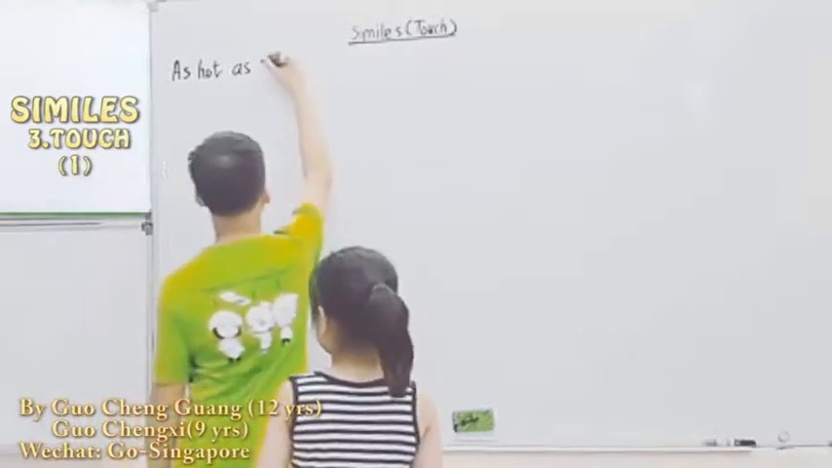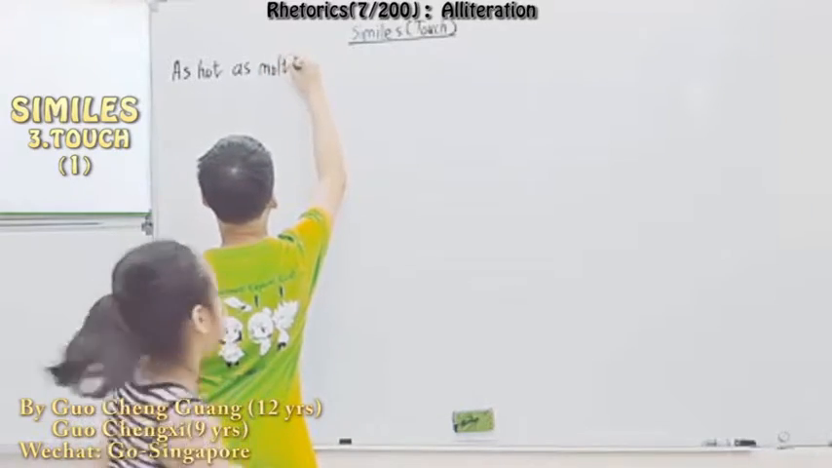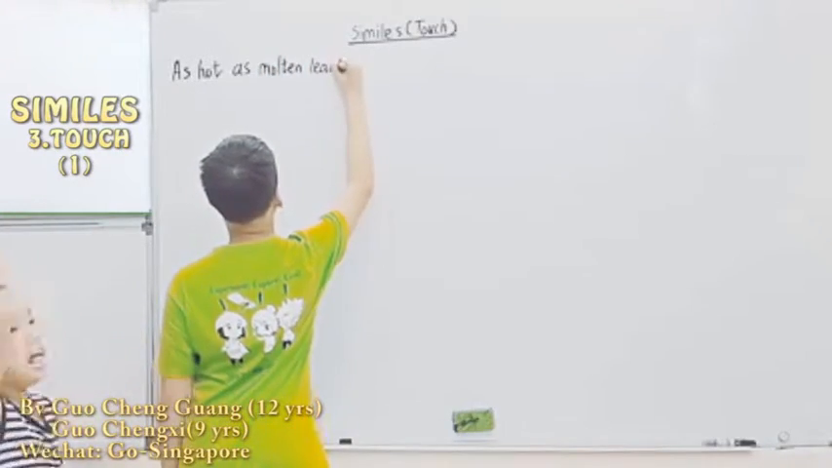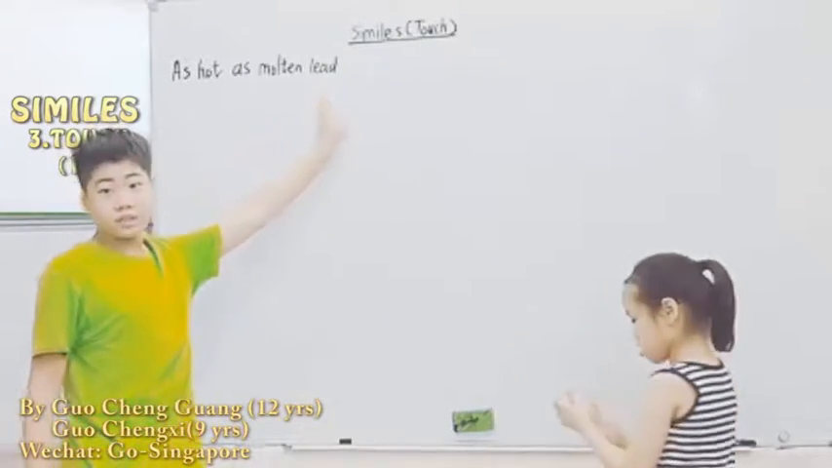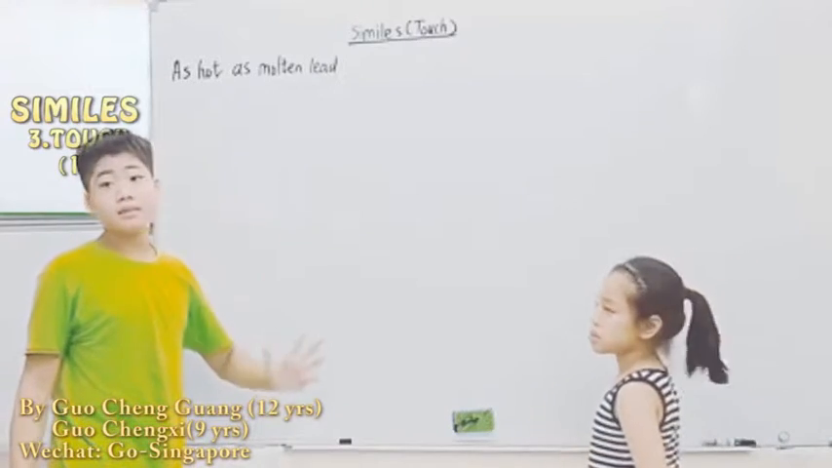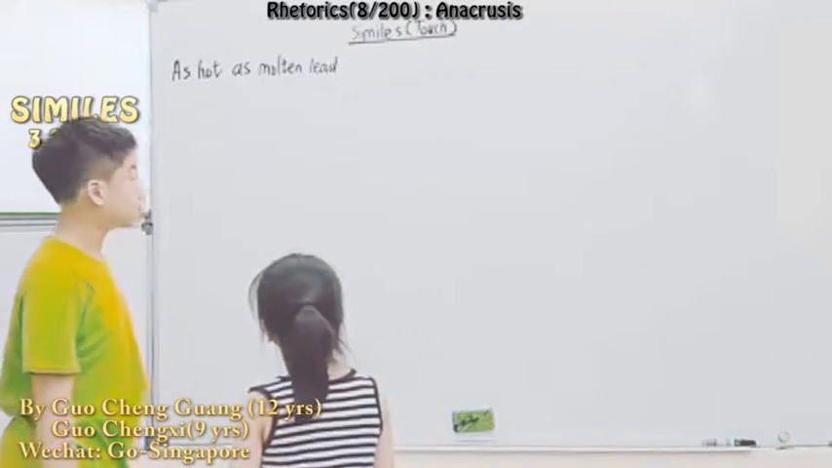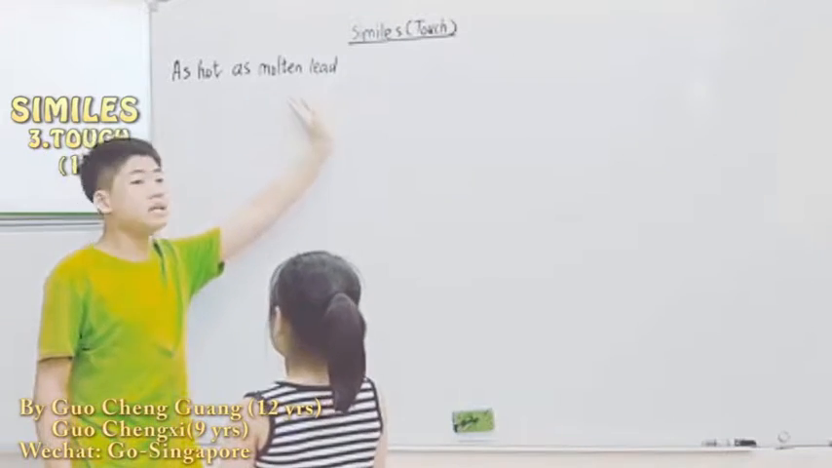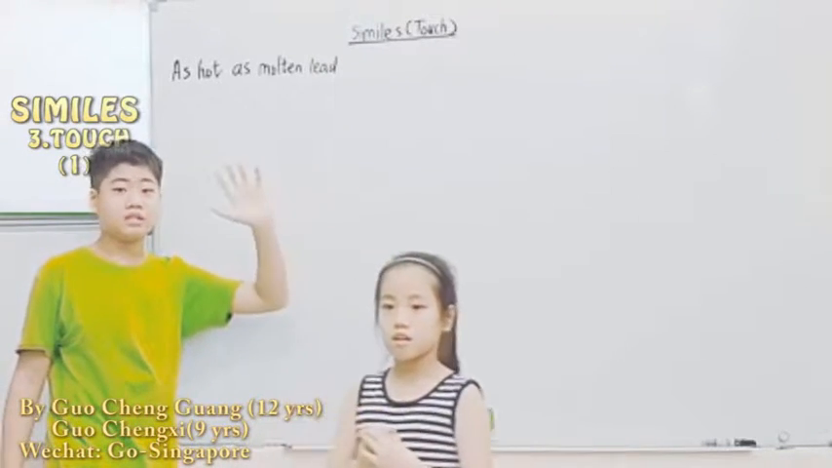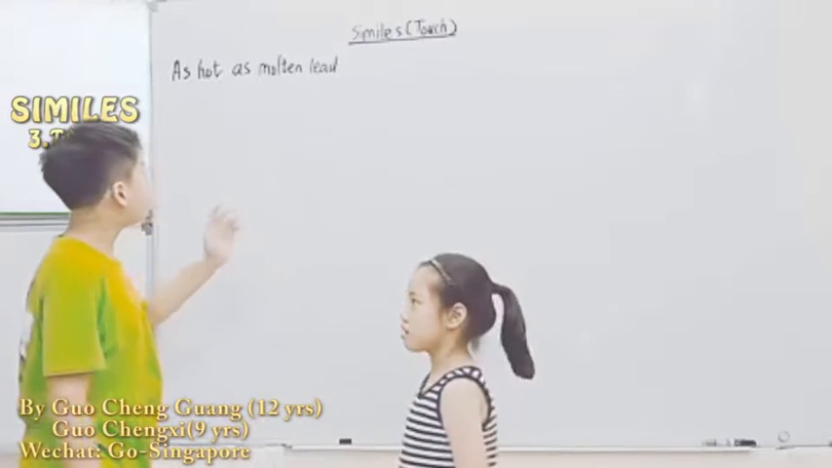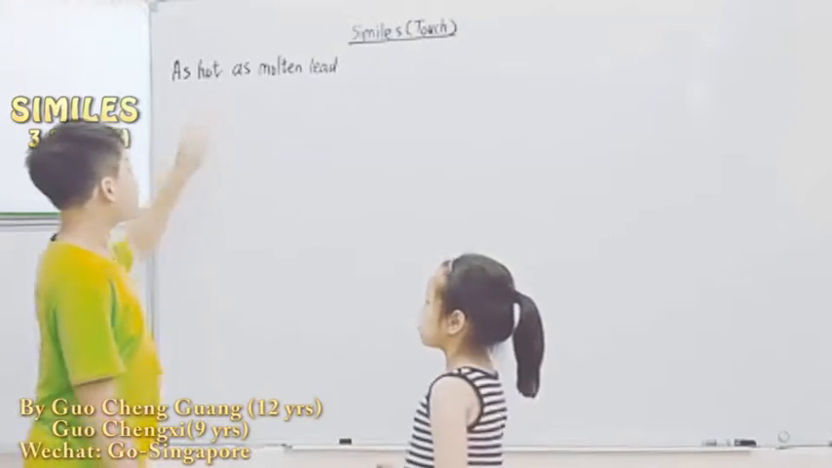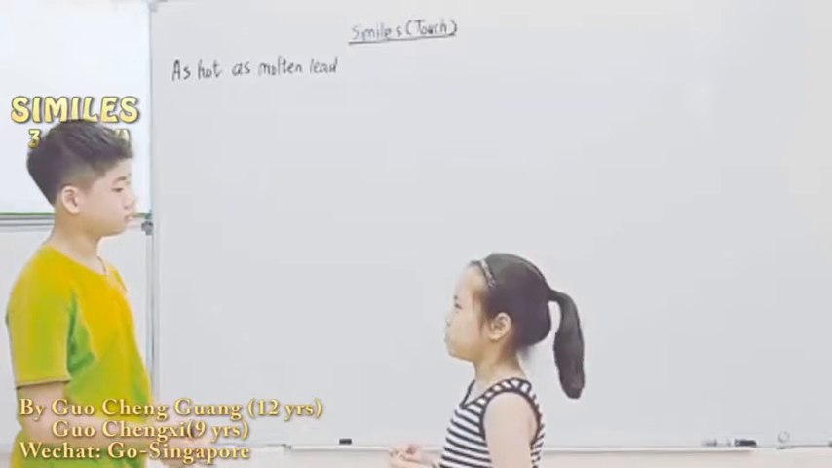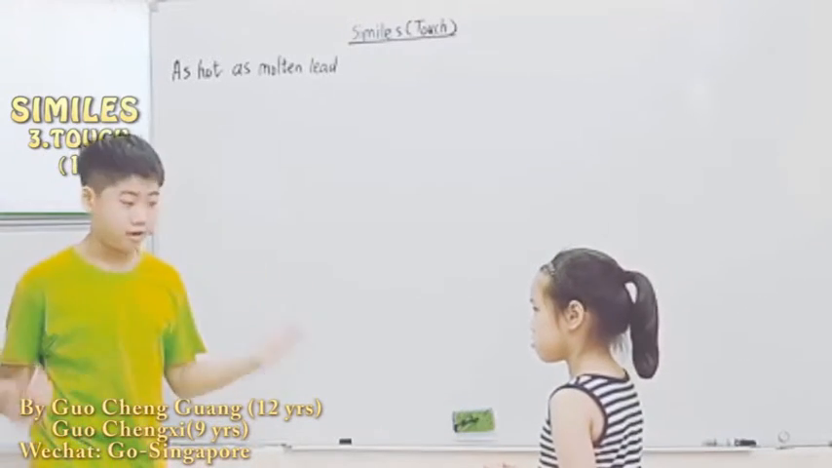As hot as molten lead. So what does it mean? Lead can be one of the elements in the periodic table, right? To melt it, you need a very high temperature. That's why it will become very hot. Or the lead can also be pencil lead. Those are different types of lead.